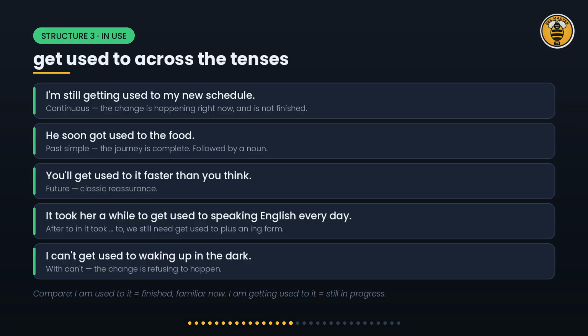It took her a while to get used to speaking English every day. And with can't. I can't get used to waking up in the dark. That means the change is refusing to happen. Now compare these two carefully. I am used to it means finished, it is familiar now. I am getting used to it means still in progress.